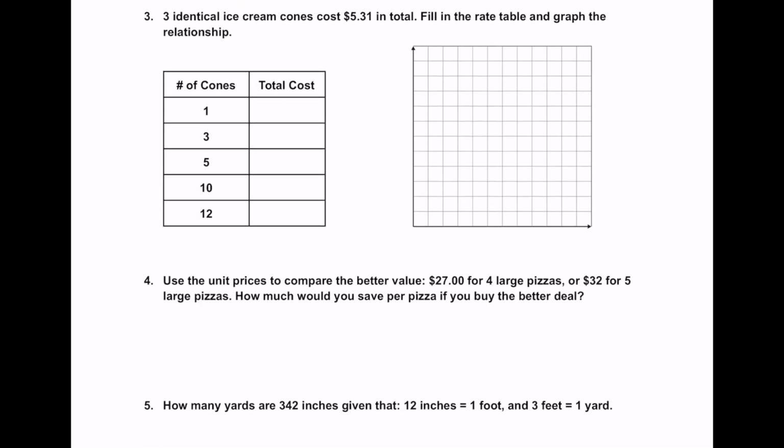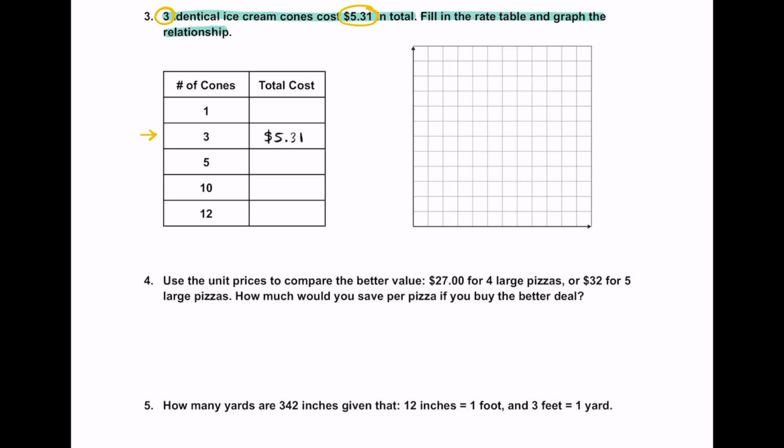For number 3, let's take a peek at this. We have here 3 identical ice cream cones cost $5.31 in total. We're going to fill in the rate table and then graph the relationship. Okay, so we see here that the given information is that $5.31 is for 3 of these ice cream cones. So take a look where it says 3 ice cream cones. We're going to put $5.31 over here. And what we typically like to do is find the unit price first.